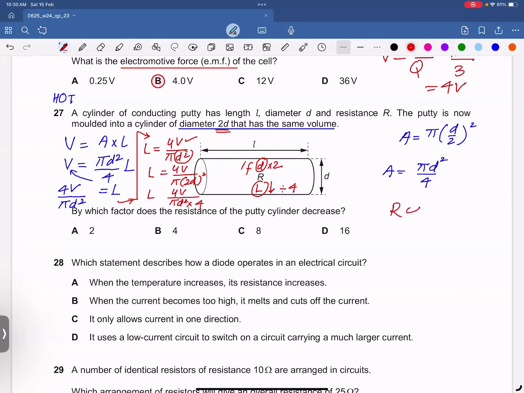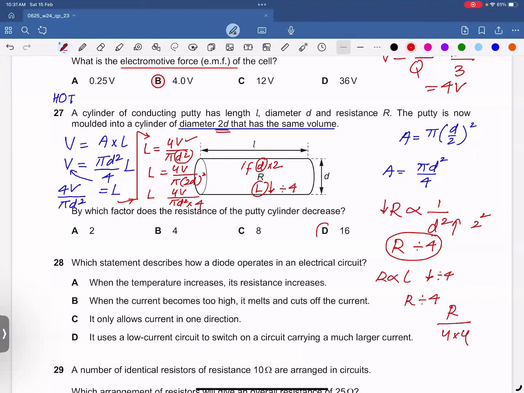Now you know resistance is inversely proportional to the square of diameter. So if the diameter is double, resistance will be divided by 4, because double squared is 4. Also, resistance is directly proportional to length. So if length is divided by 4, the resistance will also be divided by 4. So overall, resistance will be divided by 4 and 4, divided by 16.